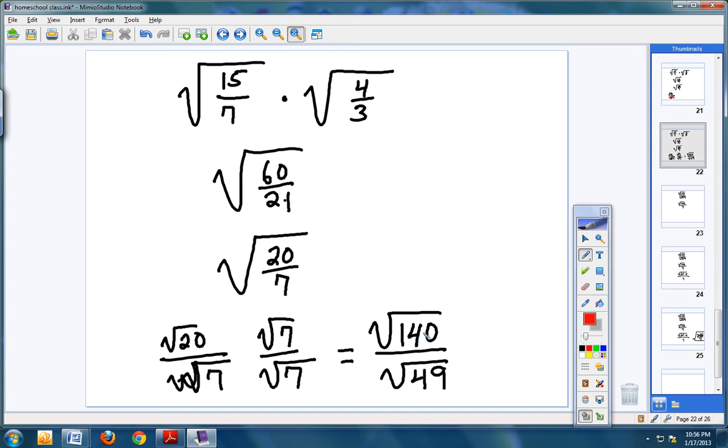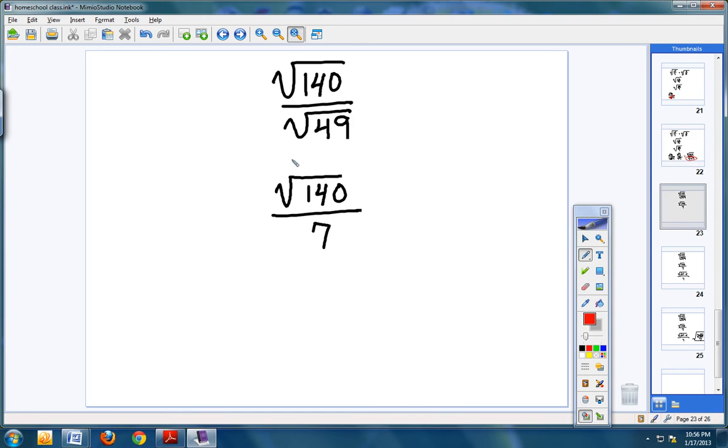That gives you square root of 140 over square root of 49. Now we got some perfect squares, don't we? Right there. That's a perfect square. And so next I would have 140 over 7. And now you say, well, Mr. Earhart, we're done. There's no radical under the denominator.